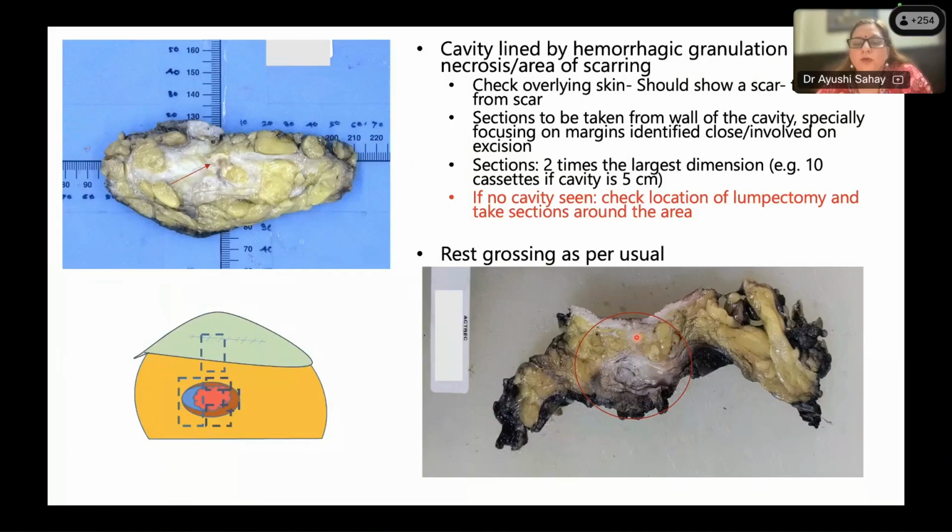And how much do you have to sample in a completion specimen? The number of sections you have to take is 2 times the largest dimension of the cavity. Whatever the cavity or the size of the ill-defined lesion you can see, you have to take 2 times the largest dimension. So if a cavity is 5 centimeters, you have to take a minimum of 10 sections. If it is 2 centimeters, a minimum of 4 sections. And if no cavity is seen, check the location of the lumpectomy and take sections around that area.